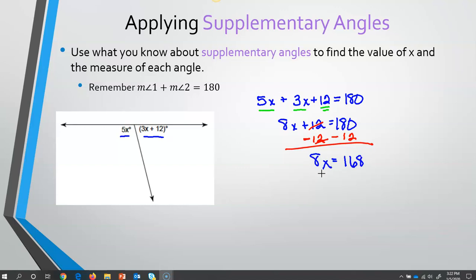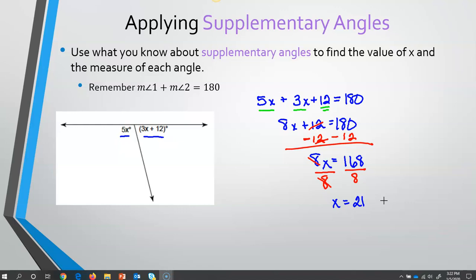So now do I have a coefficient with my variable? Yes, I do. I have the 8 multiplied by the x. So I now need to divide by 8. All right, again, coefficients are always multiplied, so division is the inverse operation, which is going to leave me with my x. And then 168 divided by 8 is going to give me 21. So my x value is 21. Now that doesn't tell me yet what my two angles are.